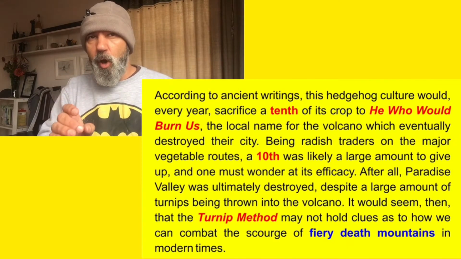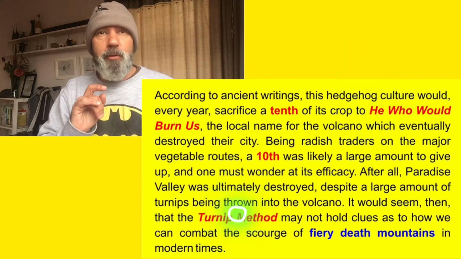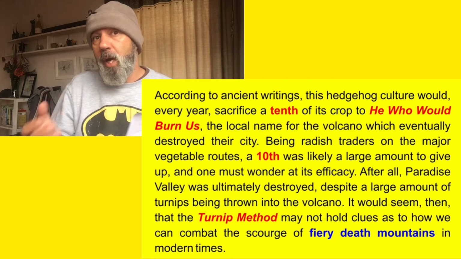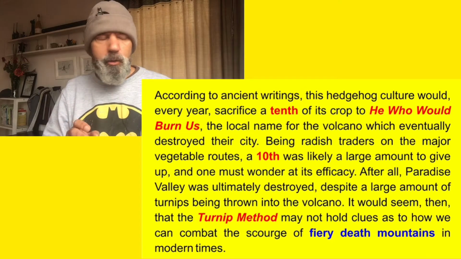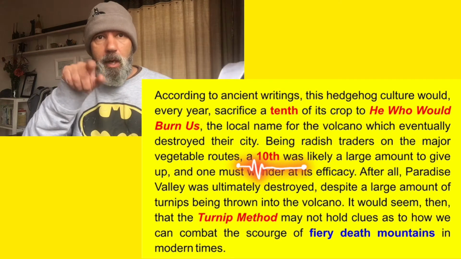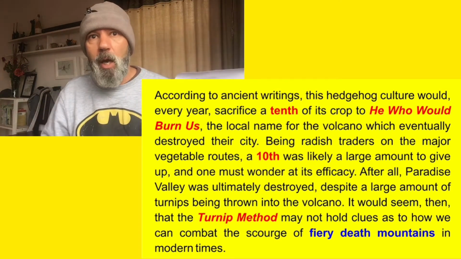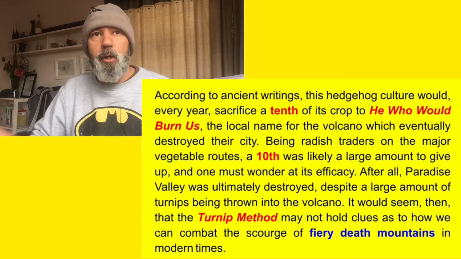Okay, let's analyze it. Firstly, let's look at consistency. In the final paragraph, the phrases "he who would burn us" and "turnip method" are both italicized. Consistency. It's no good having one in italics and the other in inverted commas. Secondly, look at the word tenth, T-E-N-T-H, and tenth as in the number 10, T-H. Why are they different? Choose one style and stick with it. It doesn't matter which one it is as long as you stick with the style you have chosen.